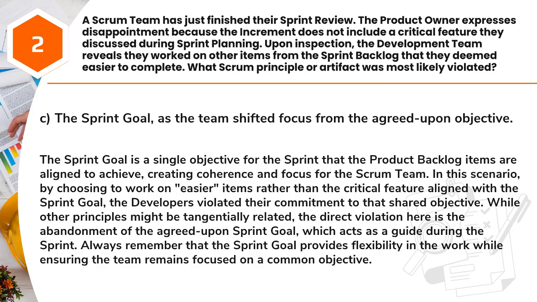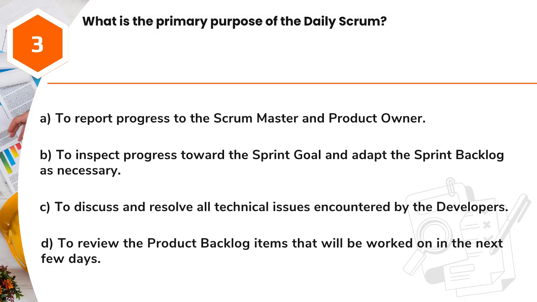The sprint goal is a single objective for the sprint that the product backlog items are aligned to achieve, creating coherence and focus for the Scrum team. In this scenario, by choosing to work on easier items rather than the critical feature aligned with the sprint goal, the developers violated their commitment to that shared objective. While other principles might be tangentially related, the direct violation here is the abandonment of the agreed-upon sprint goal, which acts as a guide during the sprint. Always remember that the sprint goal provides flexibility in the work while ensuring the team remains focused on a common objective.